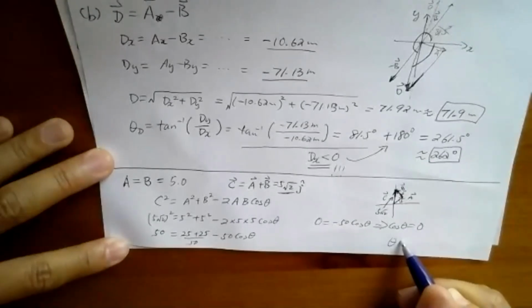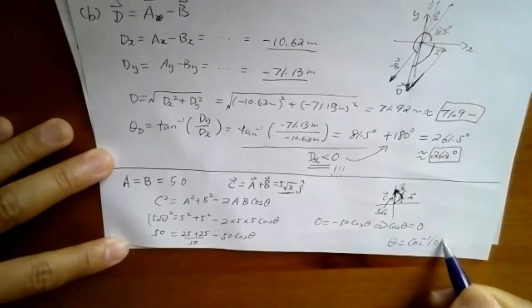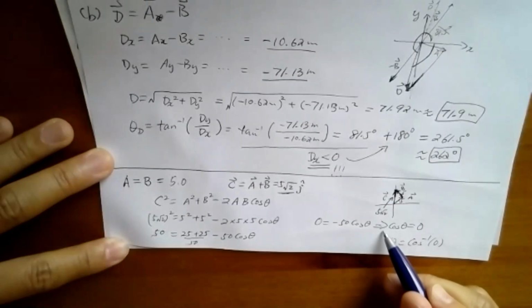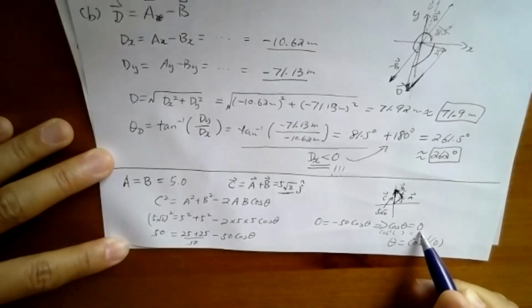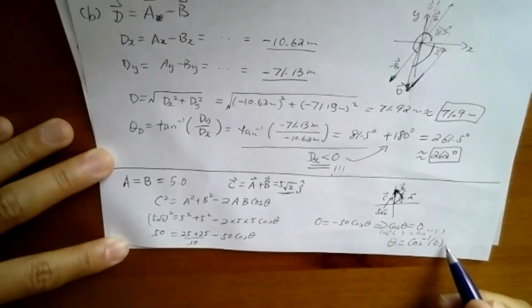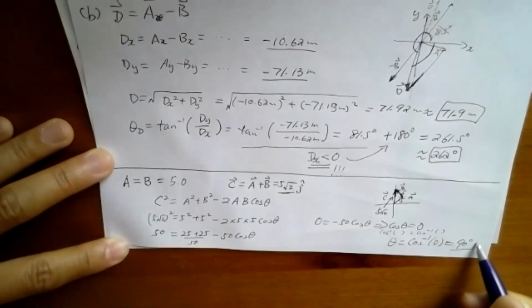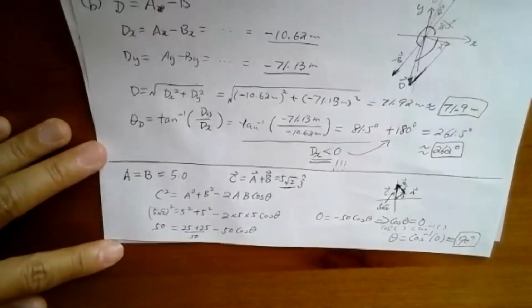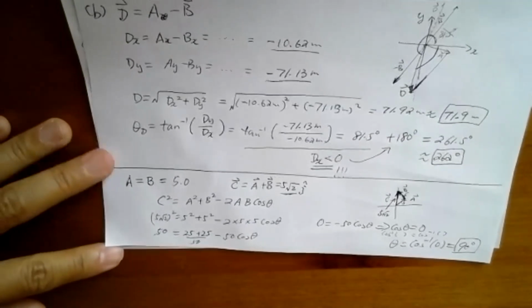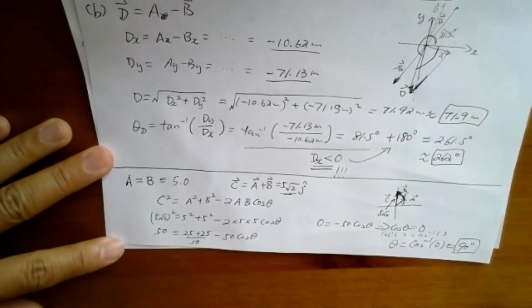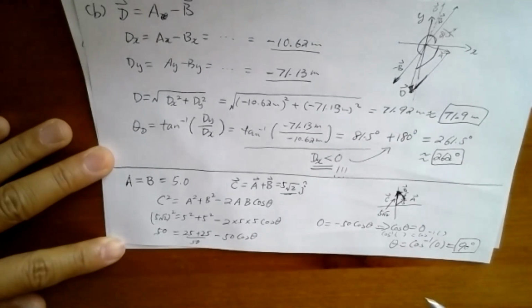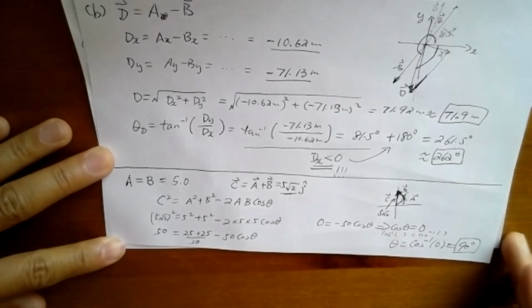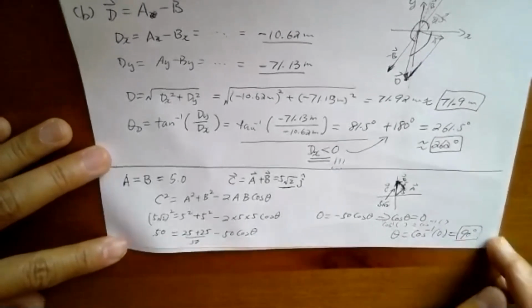So theta should be equal to cosine inverse of 0. You take cosine inverse of both sides. Cosine inverse of 0 will tell you it's 90 degrees. So the two vectors make an angle of 90 degrees. If we use law of cosines here, it's easily determined.